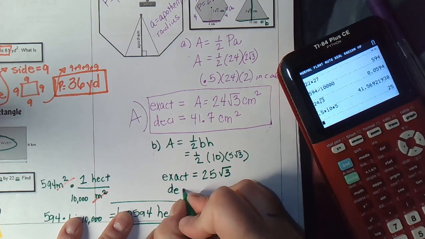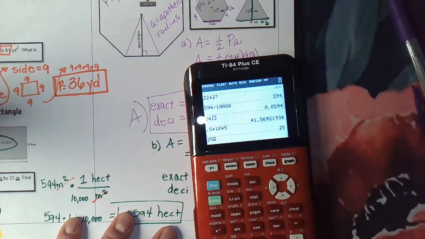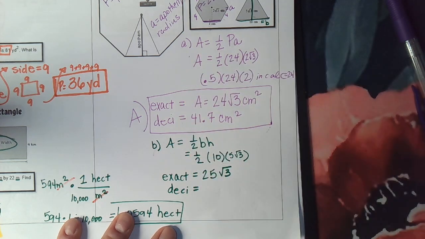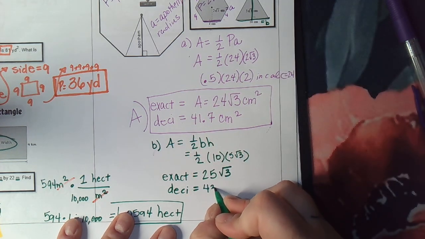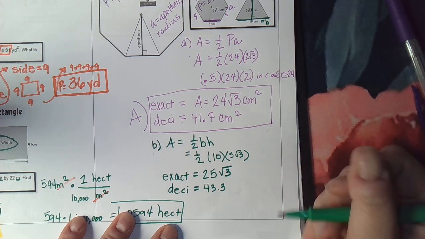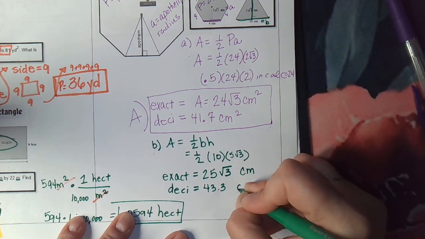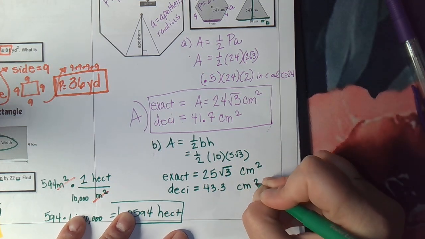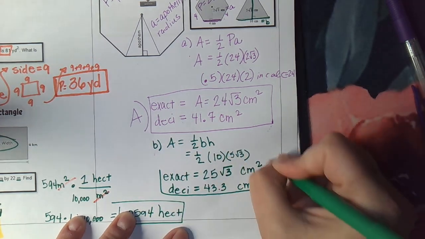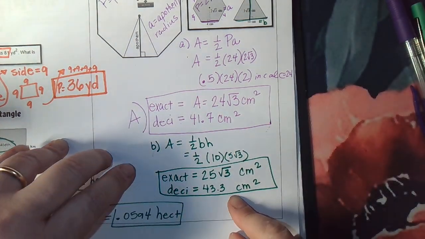If you want the decimal, you type the whole thing in, 25 square root 3, and we get 43.3-ish. Okay, what are my units? My units are centimeters, and this is area, so I'm 2-dimensional. And again, pay attention to what your homework wants you to round to.